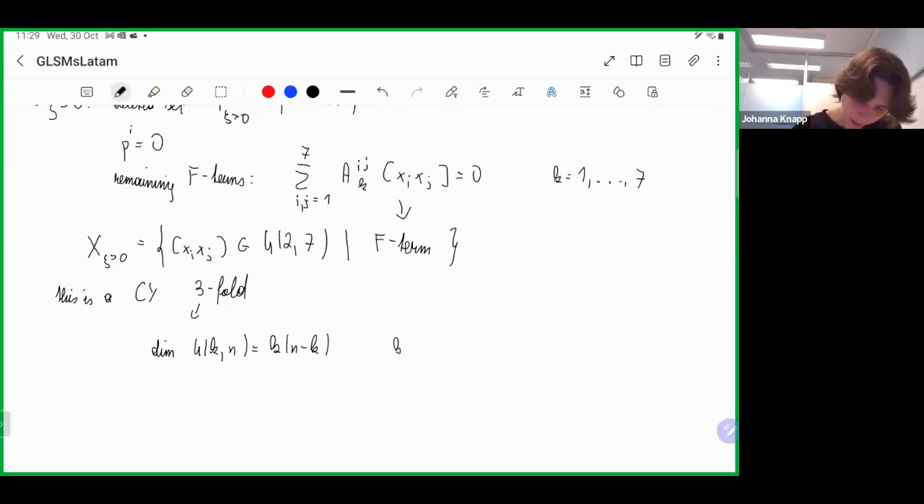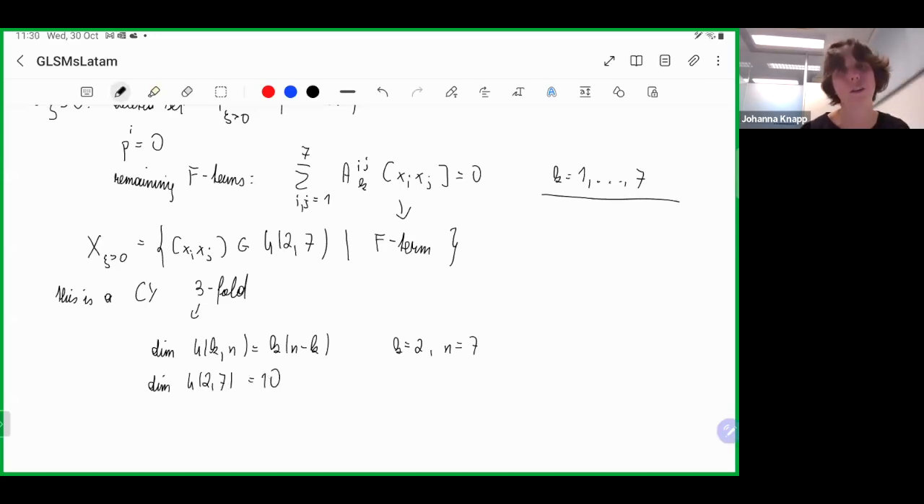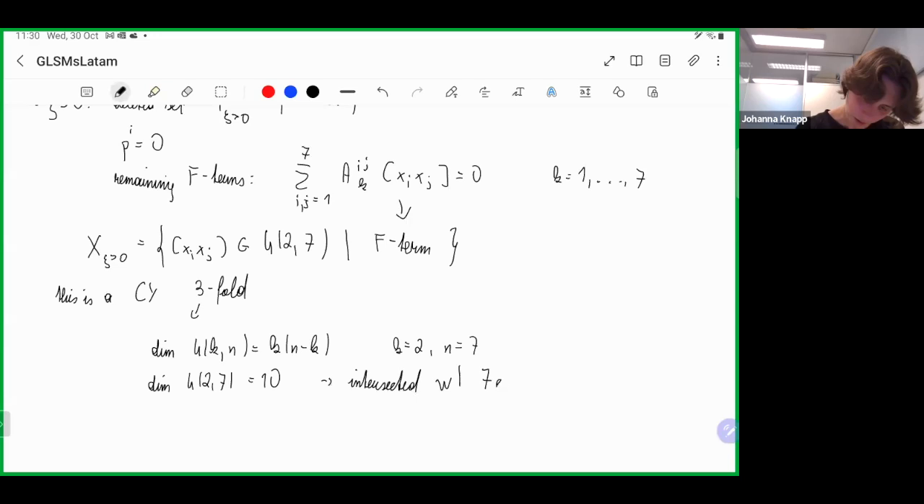So if we have k equals 2 and n equals 7, we have 2 times 5 is 10. So dim G(2,7) is 10. And then we intersect it with 7 equations, and it's a complete intersection. So 10 minus 7 is 3. So intersected with 7 equations, it's a threefold.